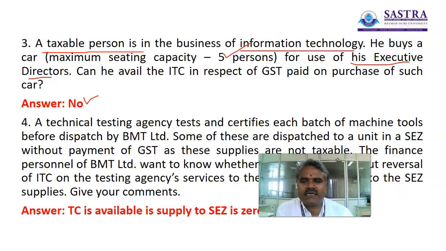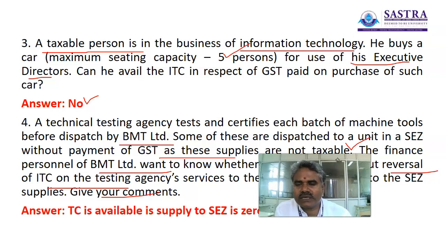A technical testing agency tests and certifies each batch of machine tools before dispatch by BMT Limited. Some of these are dispatched to a unit in a special economic zone without payment of GST, but not taxable. The finance personnel of BMT want to know whether they need to carry out the reversal of ITC. Okay, ITC is available, as supply to an SEZ is a zero rated supply. Even though it is zero rated, it is allowed.